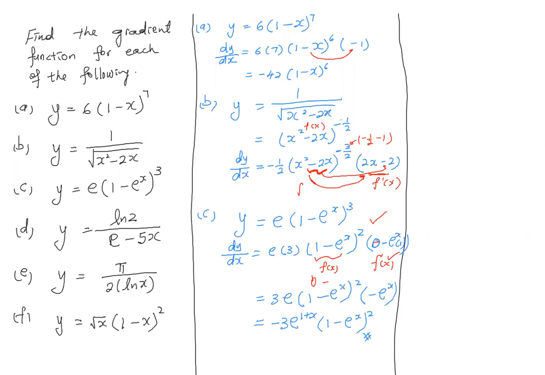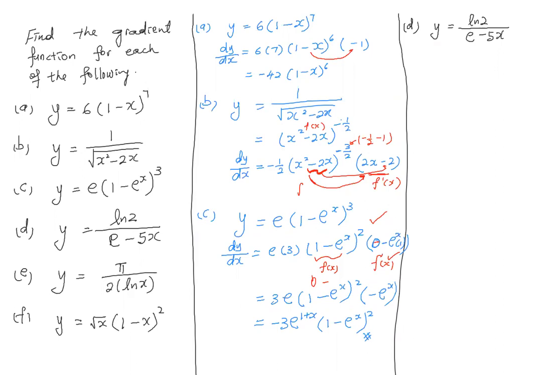Let's look at part D. How am I going to do part D? Up there is a number, ln 2 is a number, over e to the power minus 5x. How to do part D? Should I rewrite this first? How should I do part D?